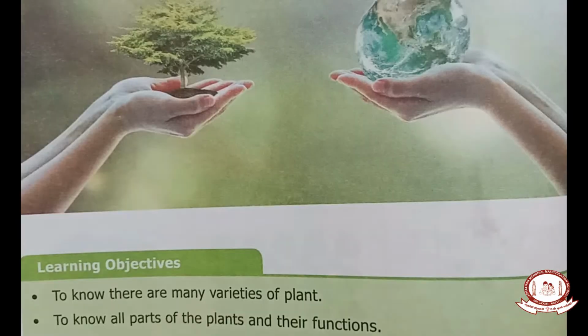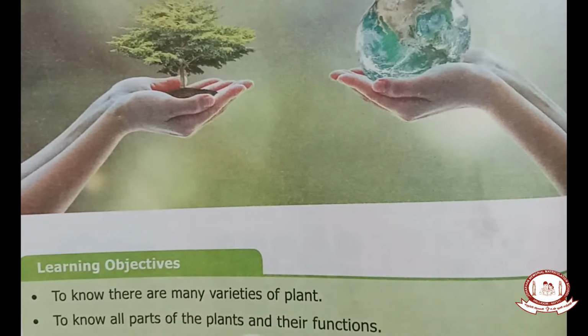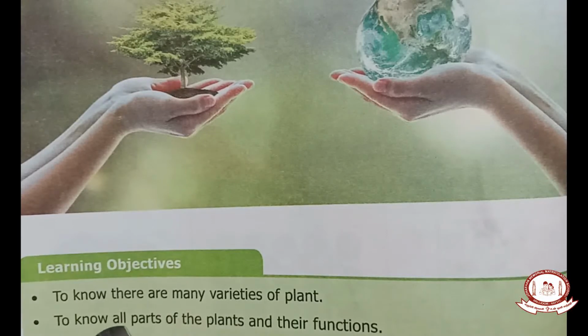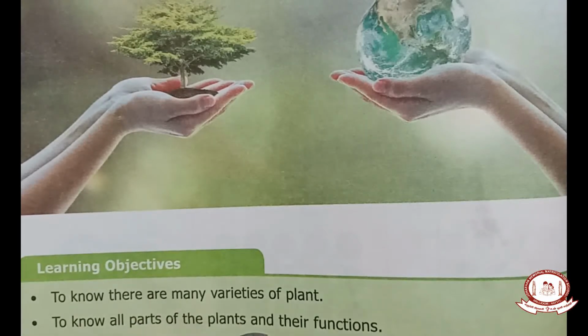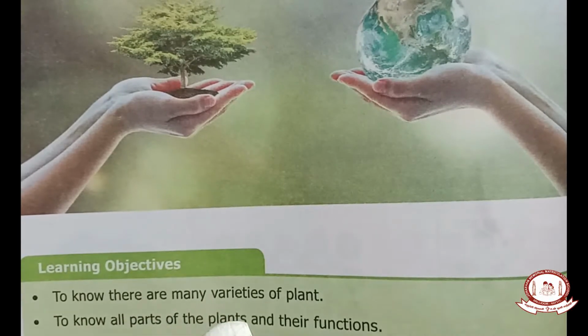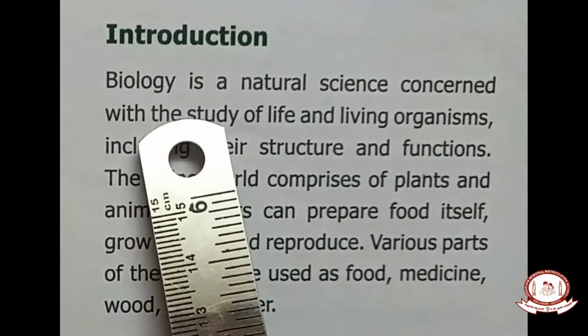Okay, let's see. In this unit, Living World of Plants, the learning objective is to know there are many varieties of plants. We are going to know about that. And the second one is to know all the parts of the plants and their function. There are different parts in a plant and we are going to study about the different parts of a plant and their functions.